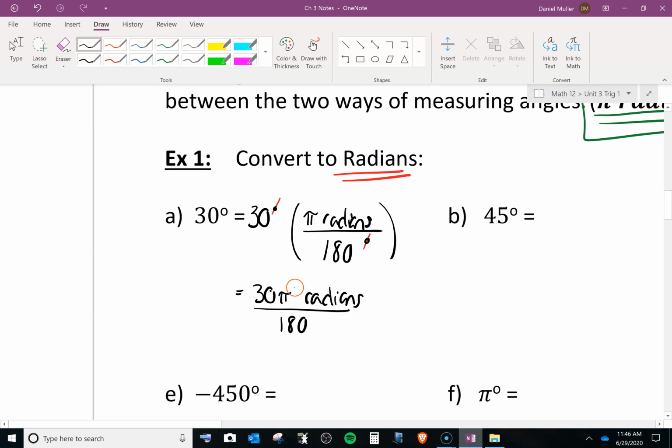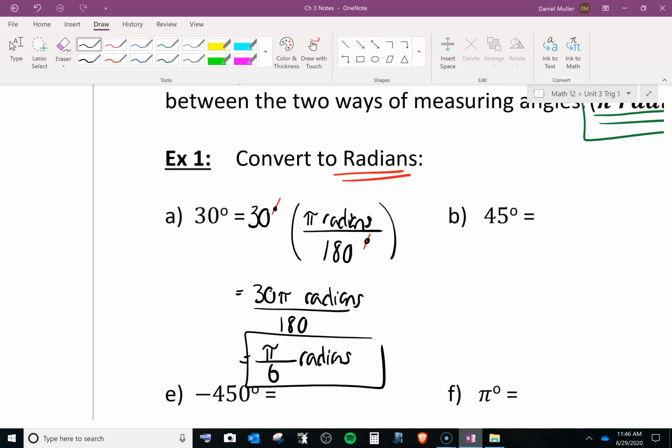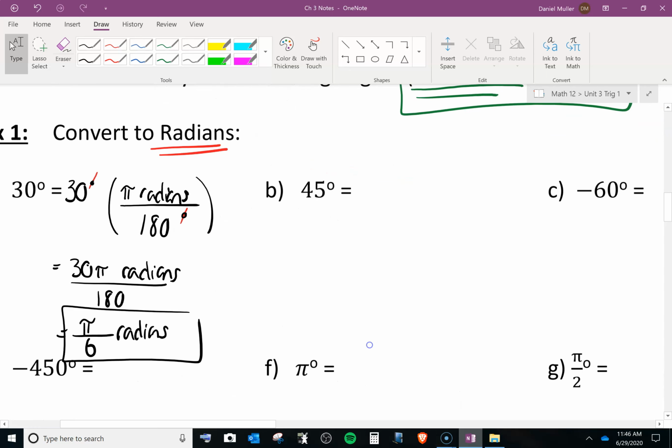Now the top and bottom can both be divided by 30, so this will just become a pi, and this will become a 6. So we say that 30 degrees is the same thing as pi over 6 radians. That's really important. So let's try another one.